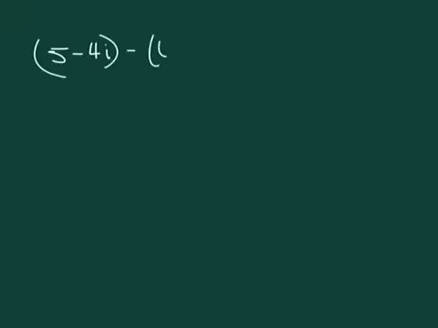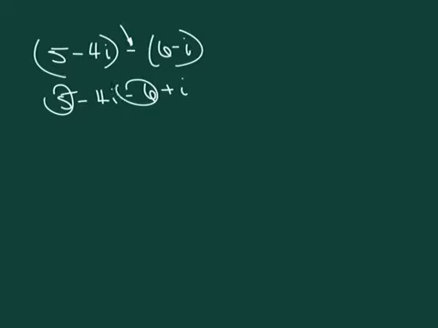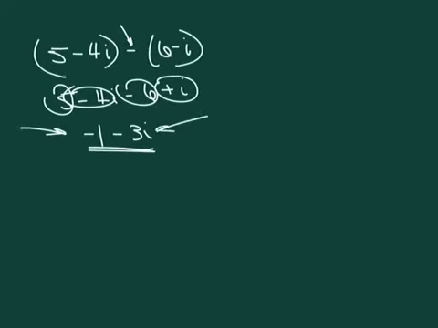So 5 minus 4i minus 6 minus i. Remember, when you take the parentheses off and there's a negative in front of it, you have to change the sign of everything in the parentheses. Now I can go 5 minus 6 and get negative 1. Negative 4i plus i is negative 3i. And it always is listed in that order. The number by itself first, and then the imaginary part of it goes last.